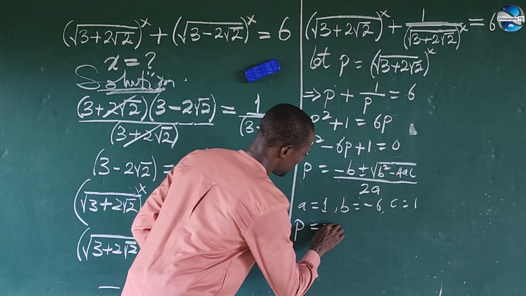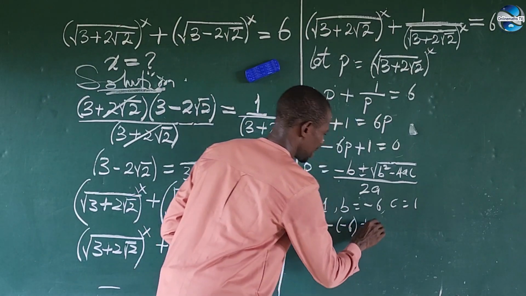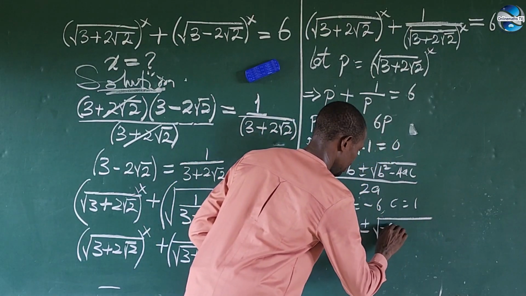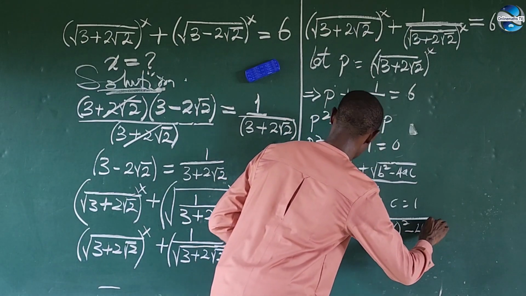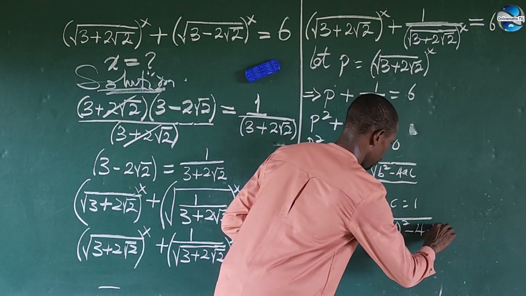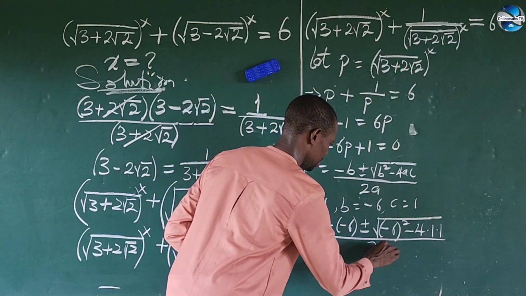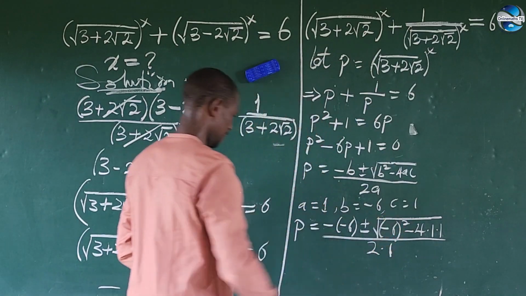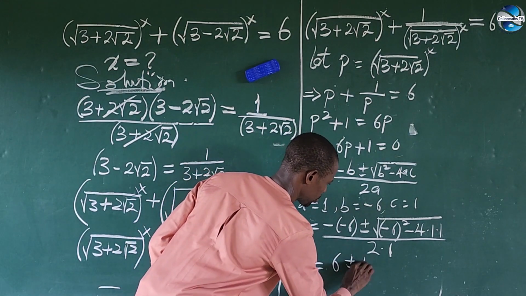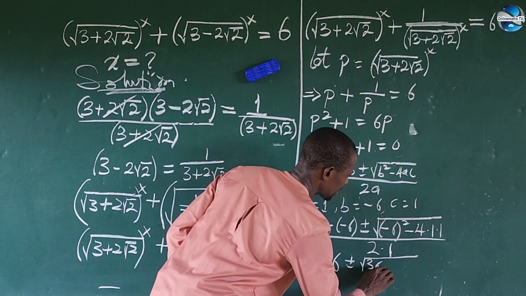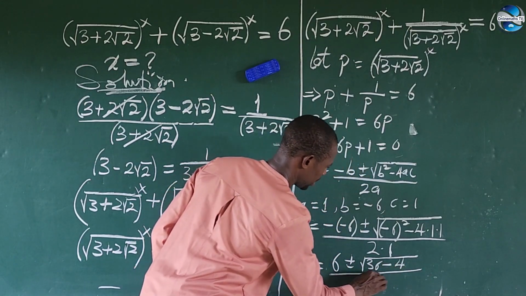So for P we have here minus, our B is minus 6, close bracket, plus or minus the square root of minus 6 to the power of 2 minus 4 times 1 times 1 again. Okay, everything all over 2 times 1. So if we open this up, it will now give us 6 plus or minus the square root of 36, then minus 4, all over 2.